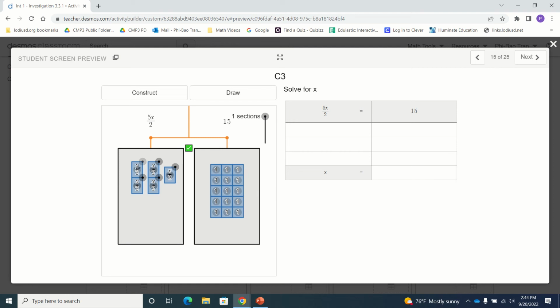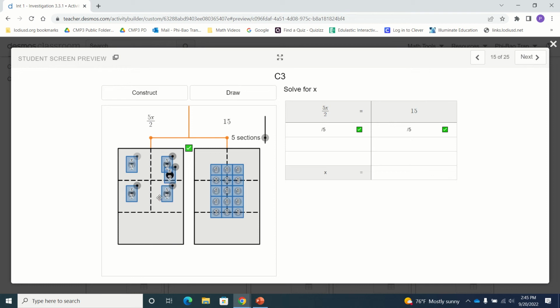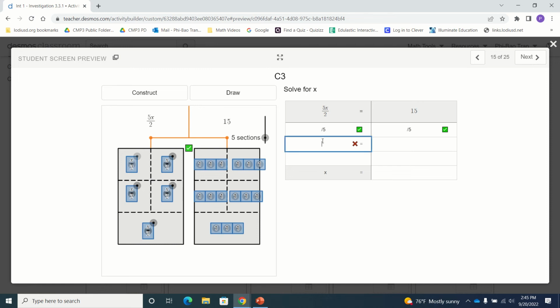So the first thing I can do is, since I have multiple x's, I can divide both sides into 5 groups. So let's divide this into 5 sections. Okay, so let's sort these into 5 groups. So after dividing it by 5, I can divide this other side by 5. Let's divide these into 5 groups. And notice that half an x weighs the same as 3. So know that half an x, x over 2, weighs the same as 15 divided by 5 is 3.